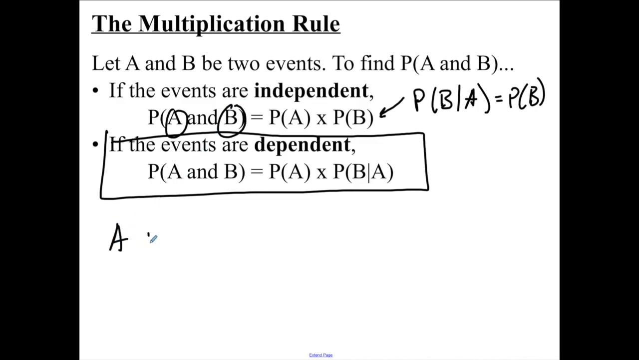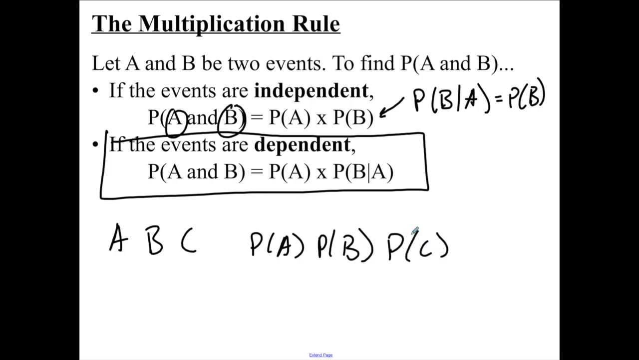Okay, and if there were 3 events, A, B, and C, and they were independent, it would be the probability of A times the probability of B times the probability of C. And then if the events are dependent, you just have to take into account, as you do each multiplication, the fact that previous events have already occurred. And if the events are dependent, you can expect that that will have some effect on the probability, because by definition, that's what it means to be dependent.